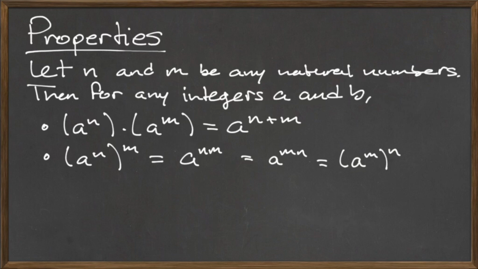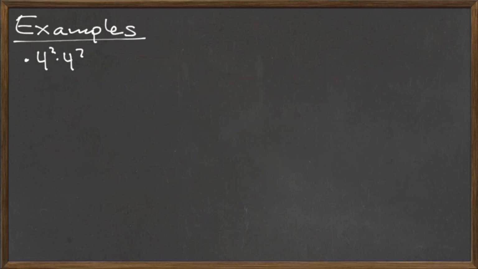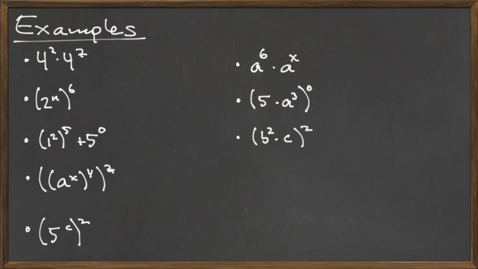The third property states that the product of two integers a and b raised to the nth power is equal to the product of those individual integers raised to the nth power. Formally, the quantity a times b raised to the nth power is equal to a to the nth times b to the nth. Here are some examples for you to try out on your own.